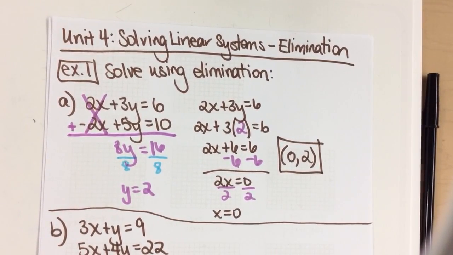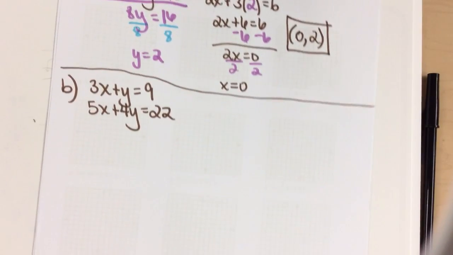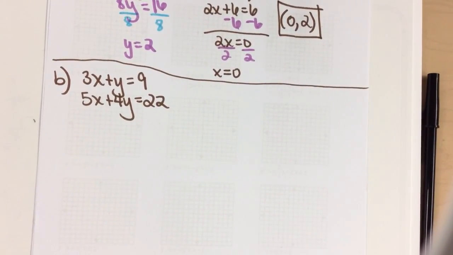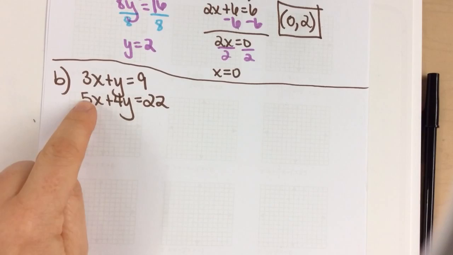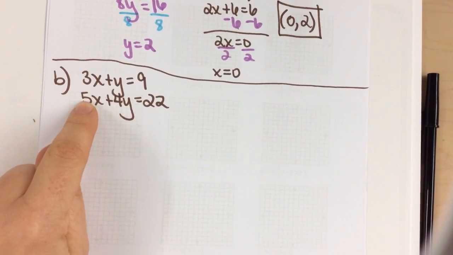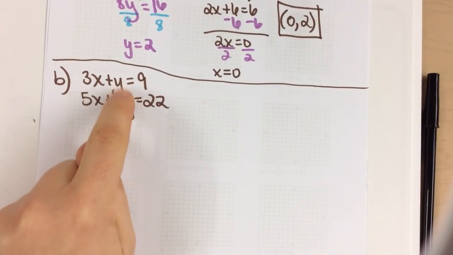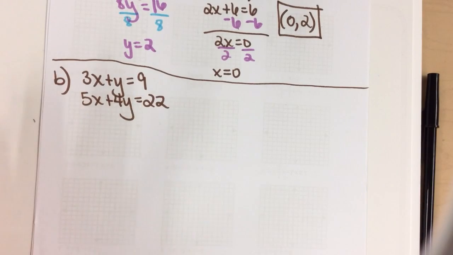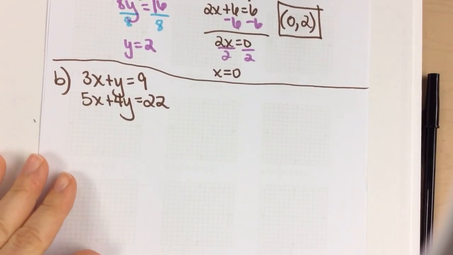the point of intersection. The next level of difficulty is none of these are opposites. If I combine those, I would get 8x, and if I combine those, I would get 5y. So none of them are going to eliminate automatically on their own.